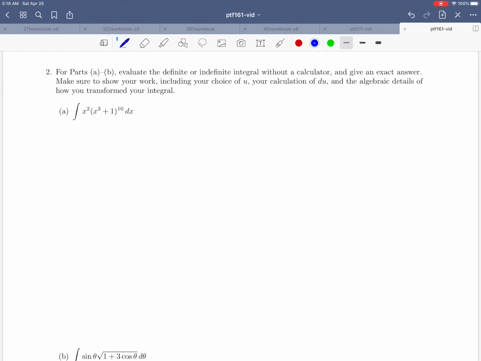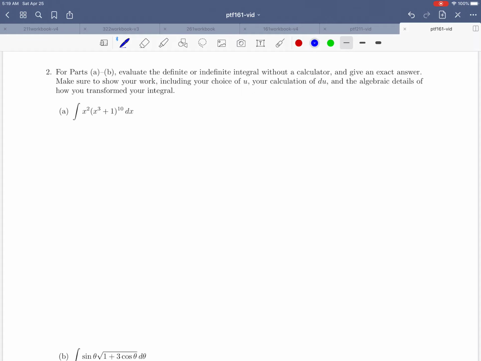Hello everybody, and welcome to exercise 2. In this exercise we're being asked to calculate some indefinite integrals, which is basically just asking us to find antiderivatives of functions. And you might notice from the instructions in this problem it's suggesting that we use the technique of U substitution to do these problems.